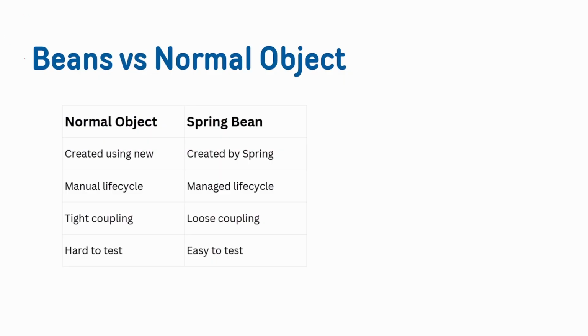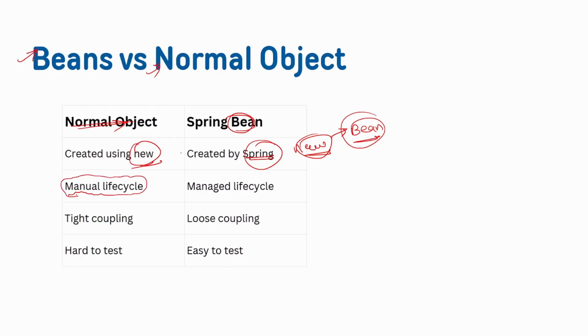Now, what is the difference between the bean and the normal object? So basically, the normal object is created using the new keyword. But the bean is created by Spring. We don't need to use the new keyword in order to create a bean, as beans are created by Spring and all the life cycle is managed by Spring itself. Now the normal object has a manual life cycle. We control the life cycle of the normal object. Our code controls its life cycle, but the life cycle of the bean is controlled by the Spring framework.